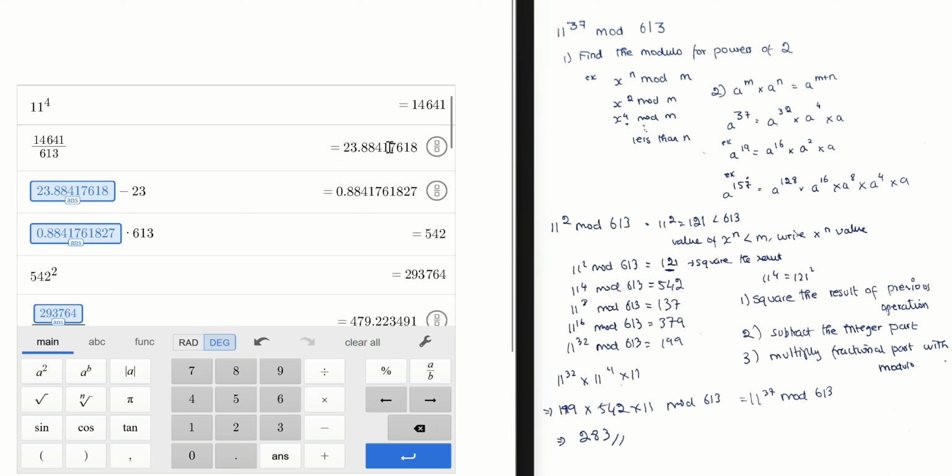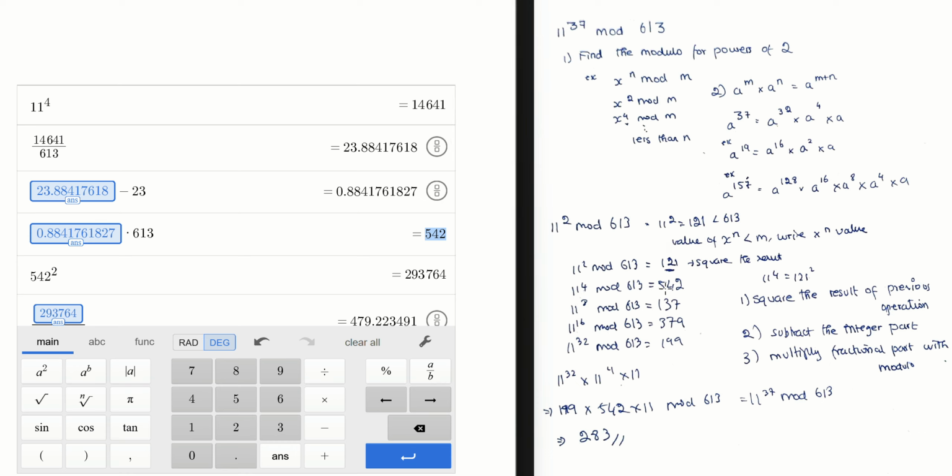So what I have to do in the next step is subtract the integer part. We know this is the integer part and this is the fractional part. I'm going to subtract the integer part, so I'm subtracting 23 here and then I'm left with the fractional part. Then I'm going to multiply it with the modulo. So I'm multiplying this fractional part with the modulo and I'm getting 552. And then boom. This is the answer for 11 power 4 mod 613.